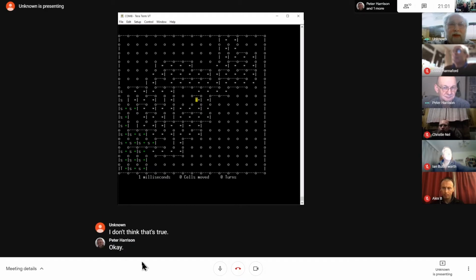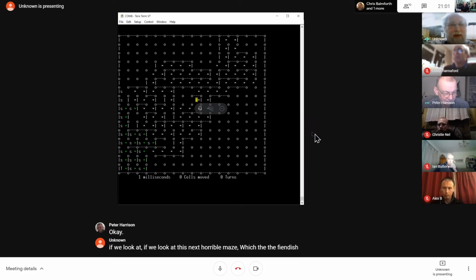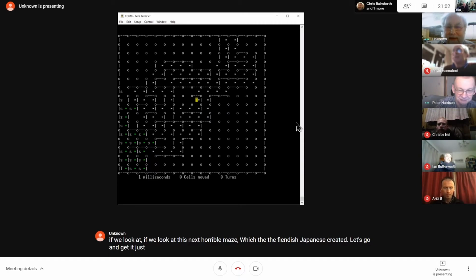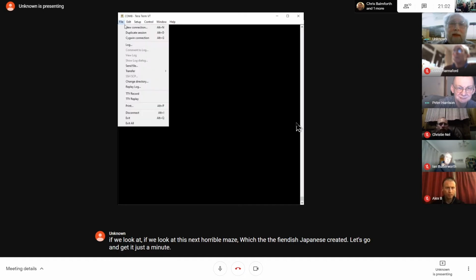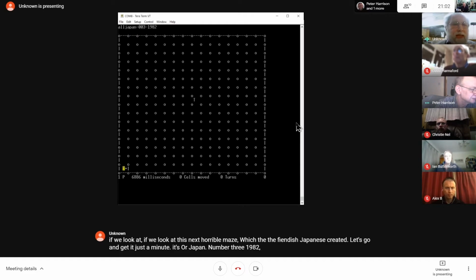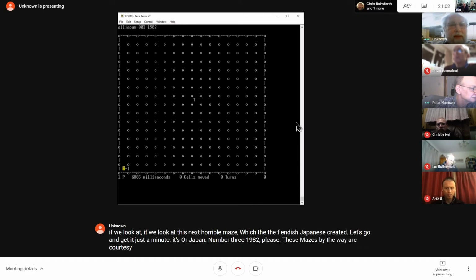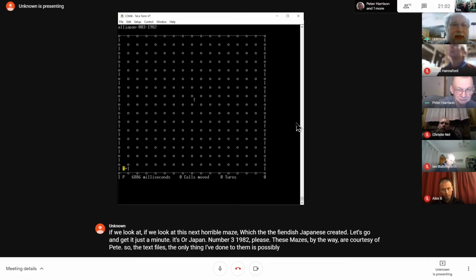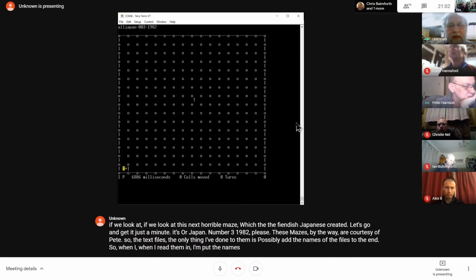Okay. If we look at this next horrible maze, which the fiendish Japanese created, let's go and get it. All Japan 003 1982. These mazes, by the way, are courtesy of Pete, so they're text files. The only thing I've done to them is possibly add the names of the files to the end, so when I read them in, I can put the names at the top of the maze. Okay, so let's do this for real.